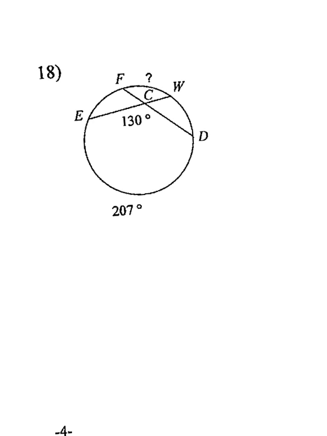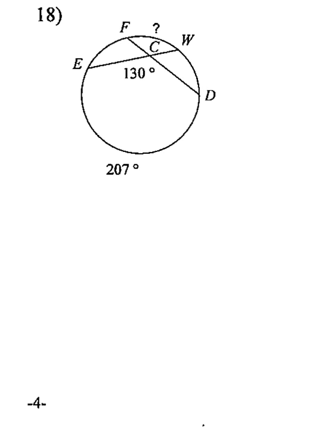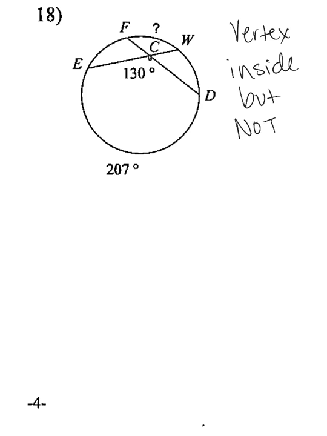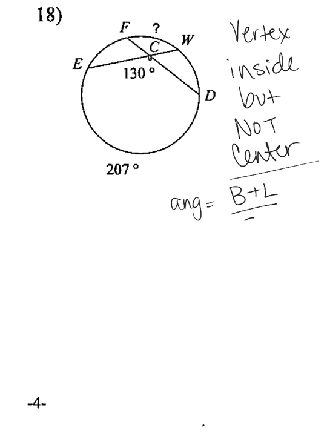All right, last one like this, 18. Again, I have vertex inside, but not center. So that means that the angle equals the big arc plus the little arc divided by 2. Here I have the angle, I have the big arc, I don't have the little. So let's go ahead and write this out. The angle is that 130 degree angle inside, right? I have the big arc, that's 207. I don't have the little arc, so I'll put an X for that.